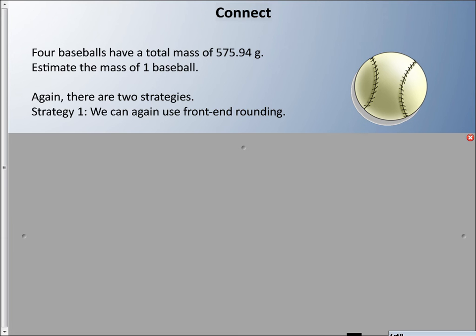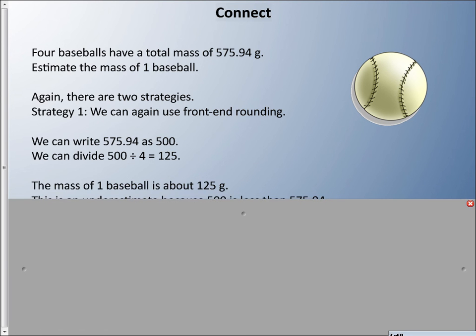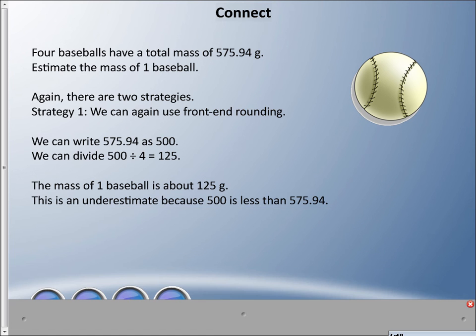Okay, let's talk about division here. So four baseballs have a total mass of 575.94 grams. Let's try and figure out the estimate of one baseball. So again, two strategies, and we're going to use front-end rounding again. So we're going to look at that 575.94, and we're going to make it 500. And we can divide that by 4, so it's about 125. So we're saying the mass of one baseball is about 125 grams. And again, this is an underestimate because 500 is less than 575.94.